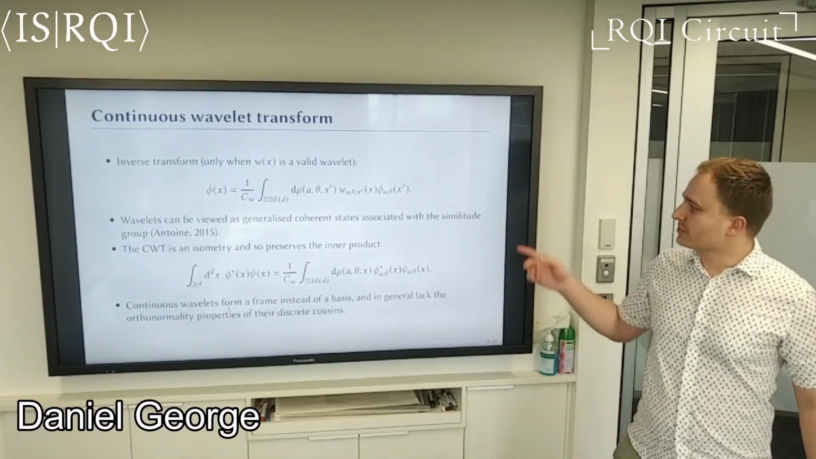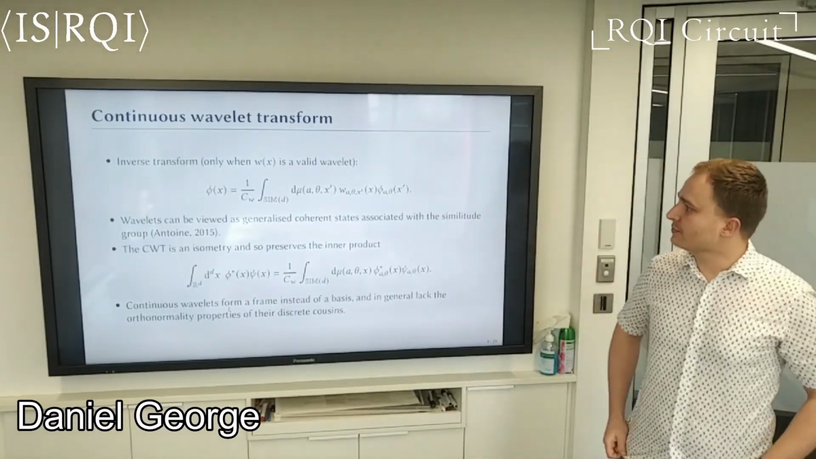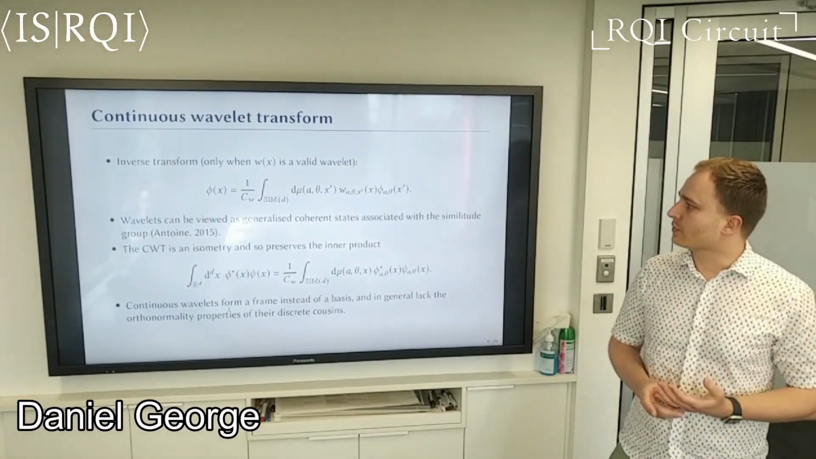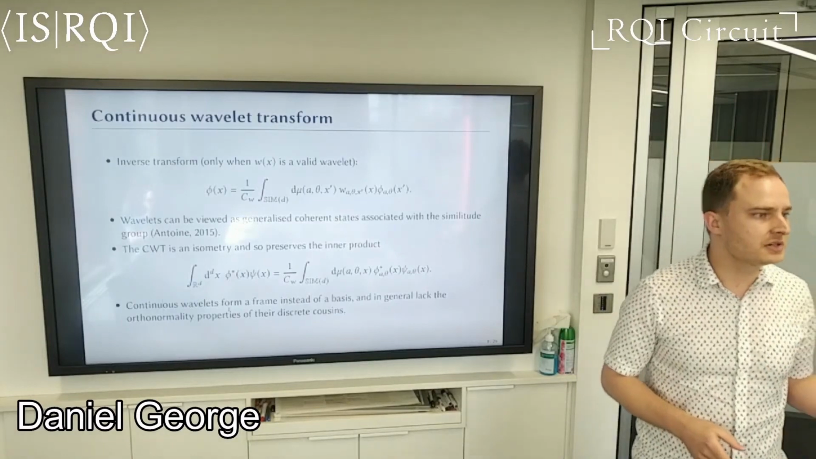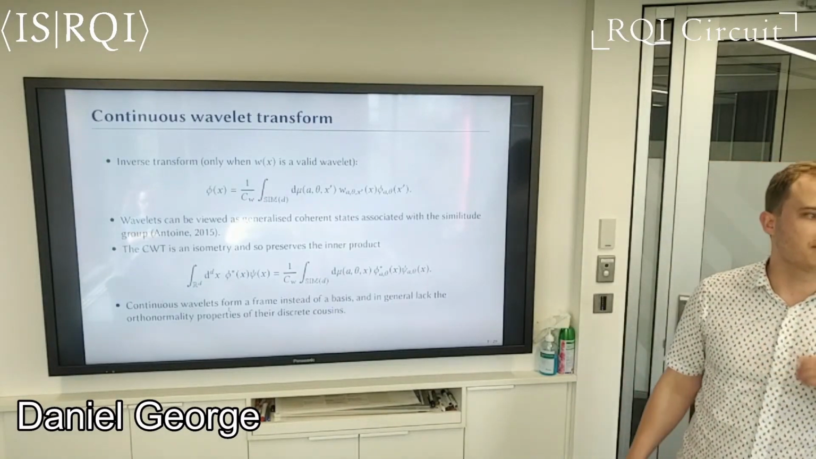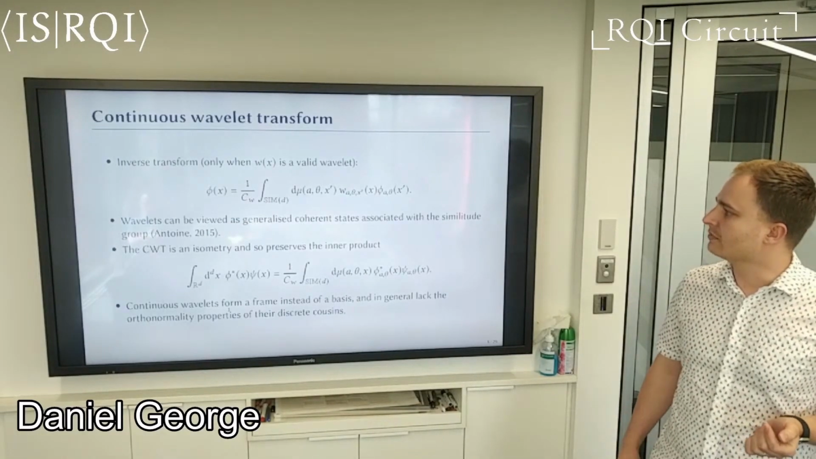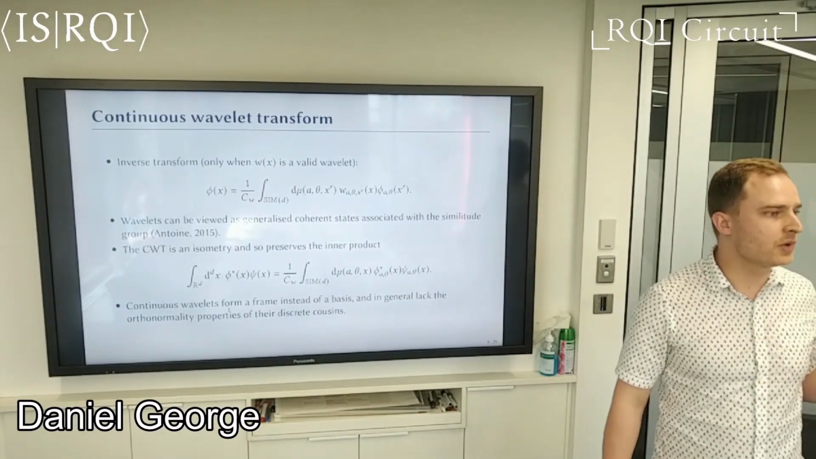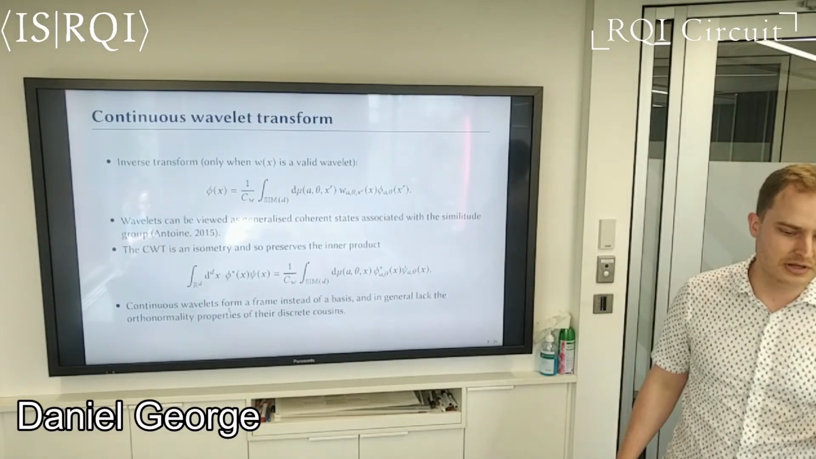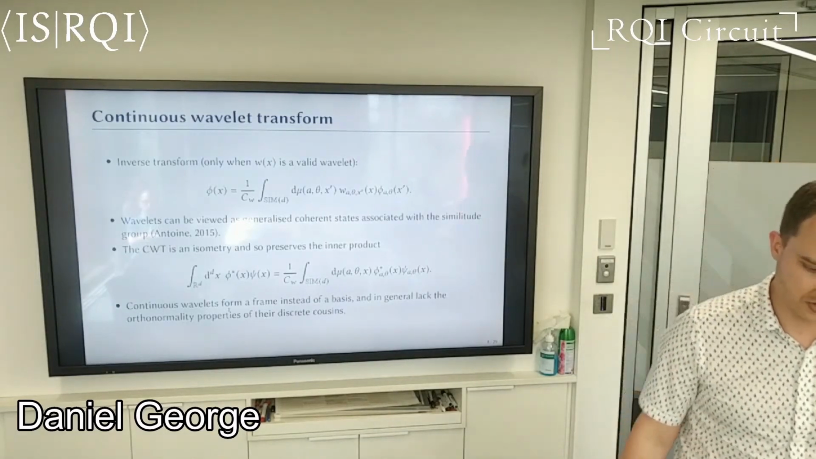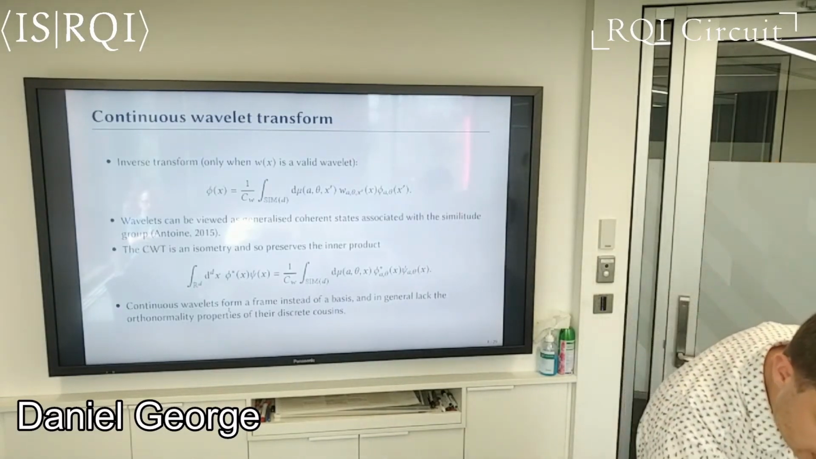There's also the inverse transform. As long as it meets the admissibility condition, that C sub W will be finite, and the invertible transformation can occur. There's this nice connection between wavelets and coherent states. I recommend you have a read into that if you're interested.